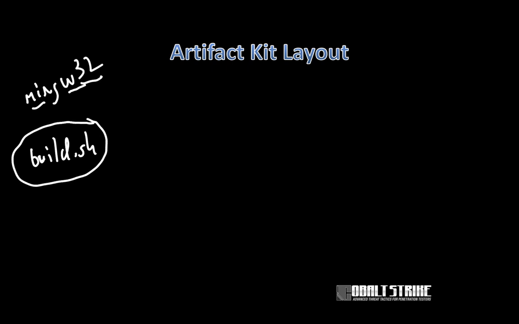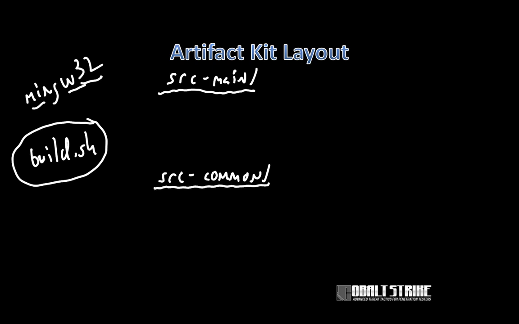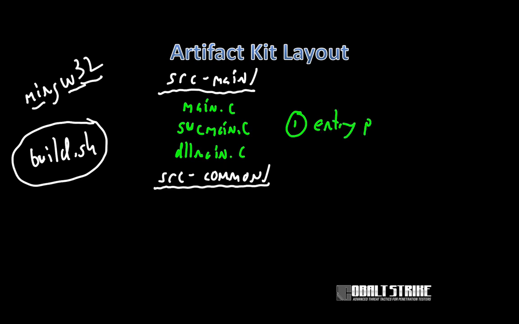Let me give you an idea of the layout of the artifact kit and how to navigate it. So we've got two folders that really matter to us: source main and source common. And within source main, we happen to have C files that are the entry point to our different artifacts. So main.c is just plain executables, service main.c are service executables, and DLL main.c are for our DLLs. Okay? And that's kind of step one of the artifact kit, and these are your entry point for your artifacts.